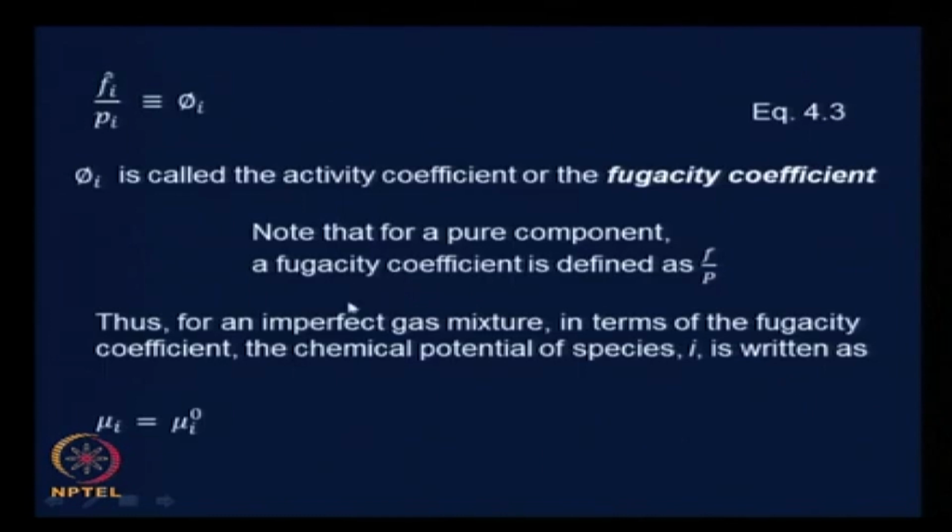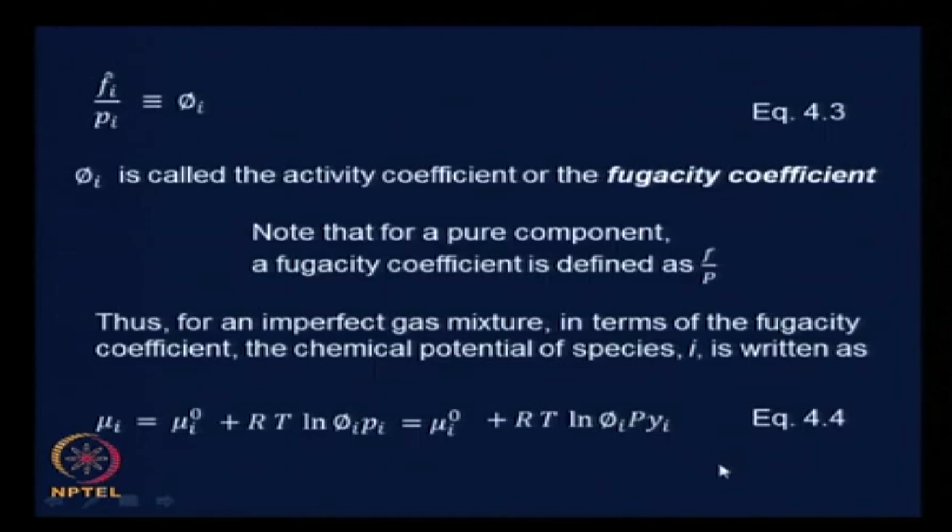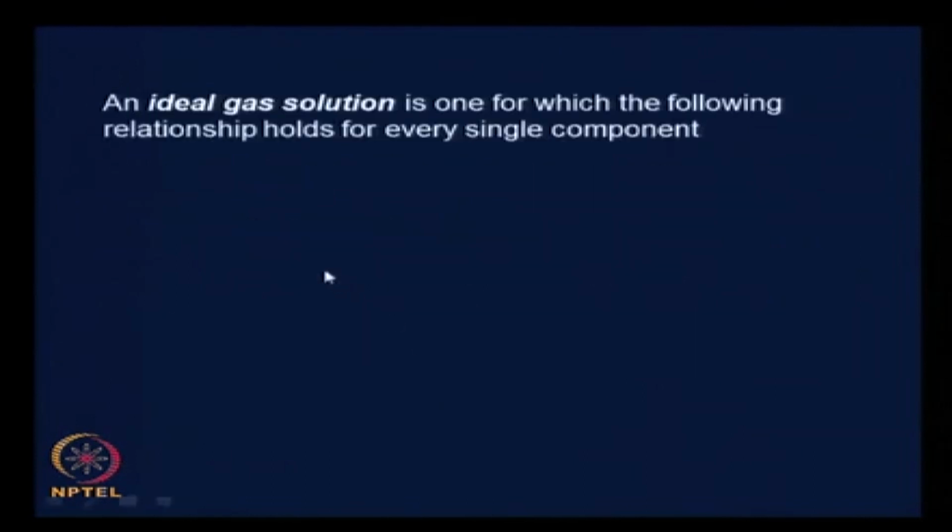And therefore, you could write for an imperfect gas mixture, in terms of the fugacity coefficient, mu_i equals mu_i naught plus RT ln, you replace the phi_i hat by phi_i P_i, and P_i is nothing but P y_i, the total pressure times the mole fraction. Therefore, mu_i equals mu_i naught plus RT ln phi_i P y_i.